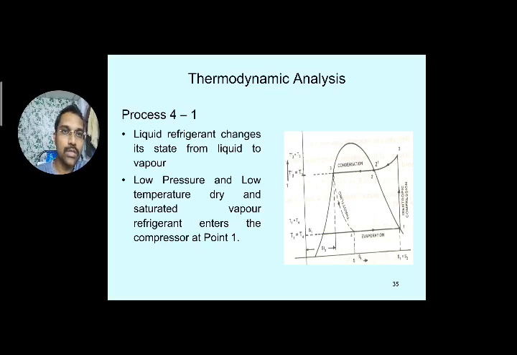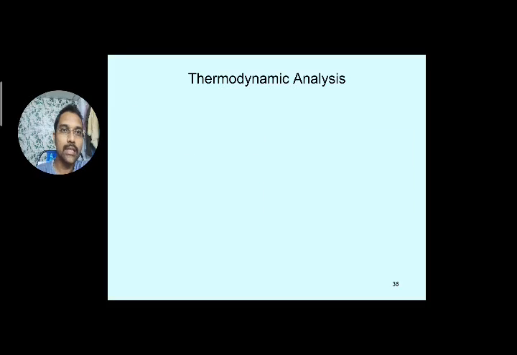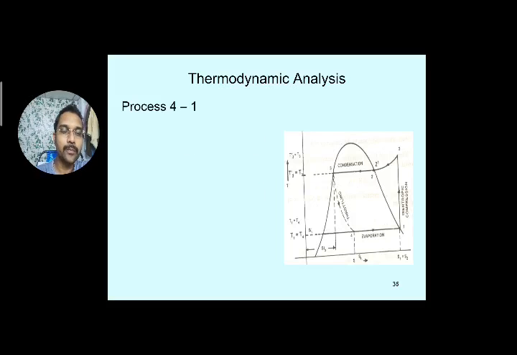So these are the processes of the thermodynamic analysis, taking the reference of the temperature and entropy diagram. It is a cyclic process taking place from point 1, 2, 3, 4, and these processes repeat again and again.